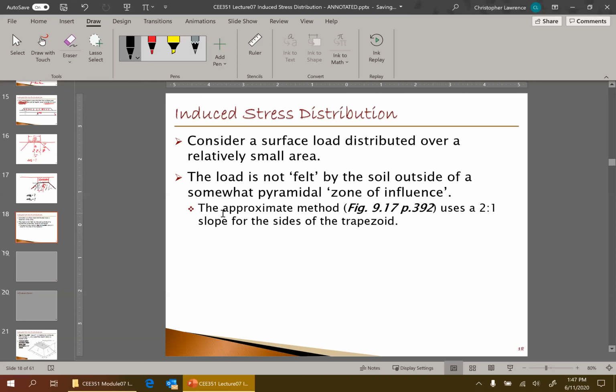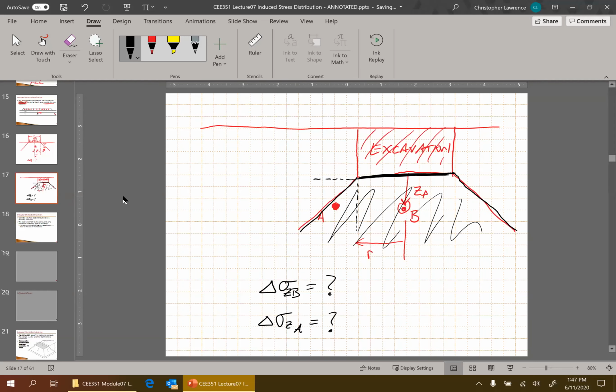Now, the approximate method in your textbook, one of your homework problems, actually I think two of them maybe, asks you to use the approximate method. And the approximate method considers this pyramid shape. It considers this as like a 2-to-1 slope for the sides of this pyramid shape. It's not really exactly straight lines. It's not really exactly 2-to-1 slope, but it's something similar to that. In fact, this influence zone is approximately 45 degrees, going outwards from the edges of the load, right?